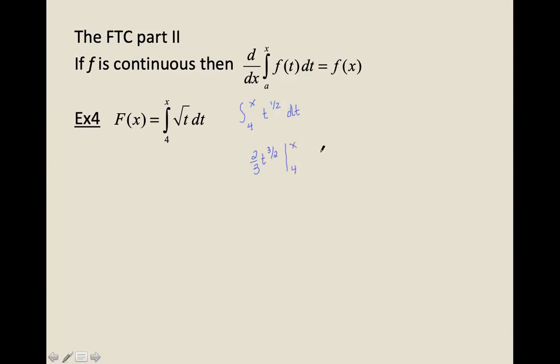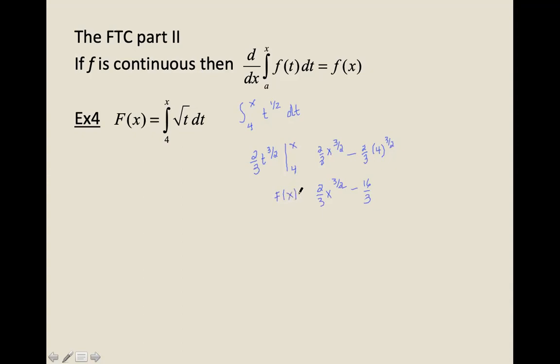And we're evaluating that from 4 to x. So first I plug an x in there and I'd have 2/3 x to the 3/2 minus 2/3 times 4 to the 3/2. So this one stays as 2/3 x to the 3/2. And this one, let's see, bottom is the root, so square root of 4 is 2, 2 cubed is 8, 8 times 2 is 16, so 16/3. All right, so that's what we have our f is equal to.